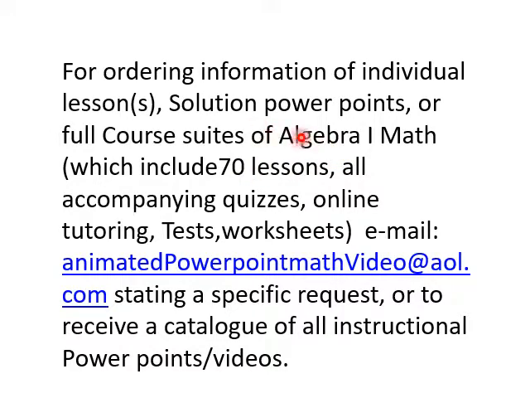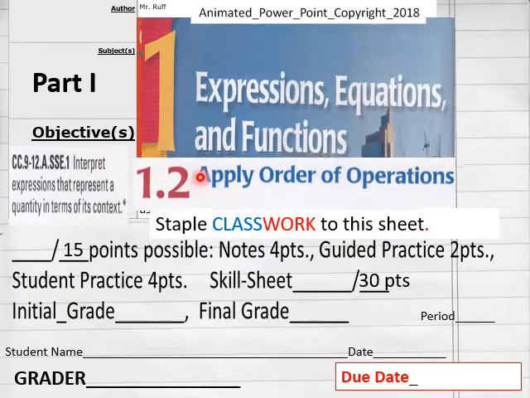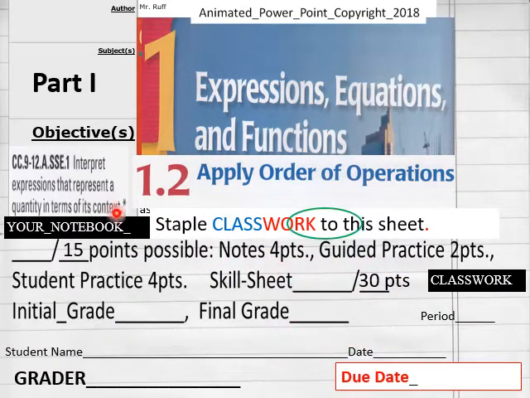Everybody, we're getting ready to do lesson 1.2 of Algebra 1 Math. Parts 2 and 3, or part 2 actually for 1.2, is available here. This is lesson 1.2, apply order of operations. We have a 30-point skill sheet here for classwork, and then we have a notebook guide worth 15 points if you need those as well.